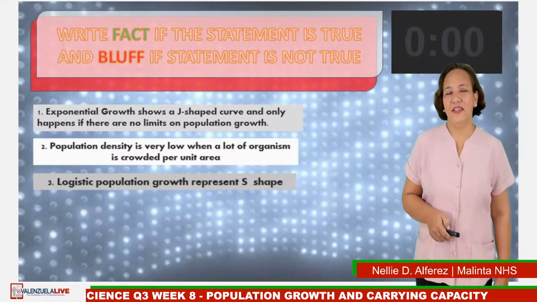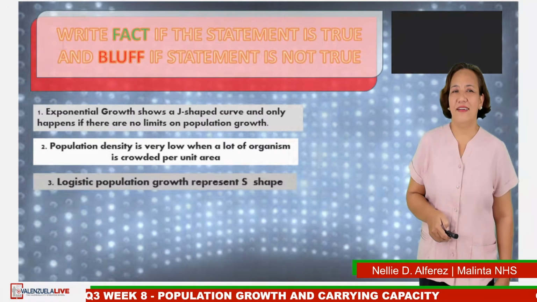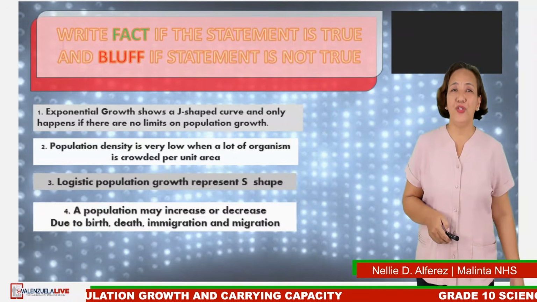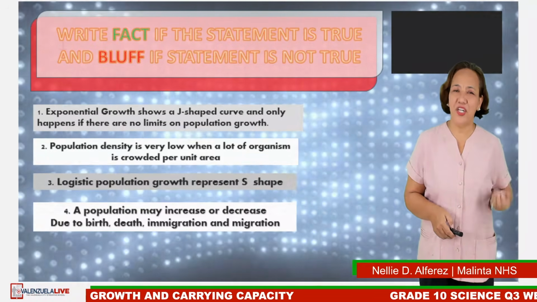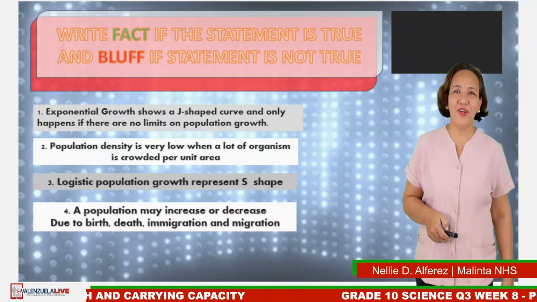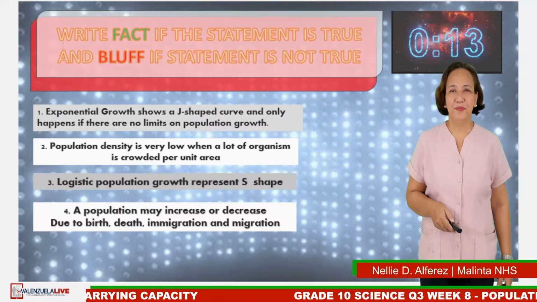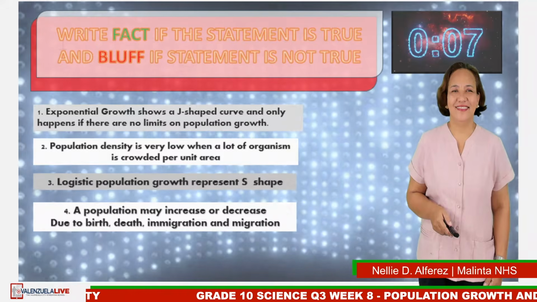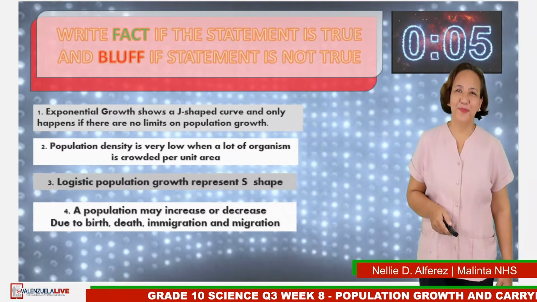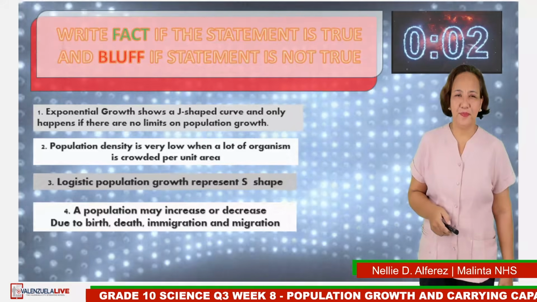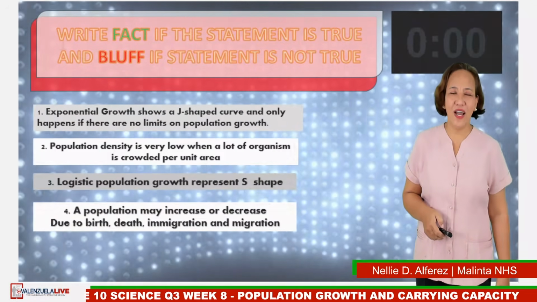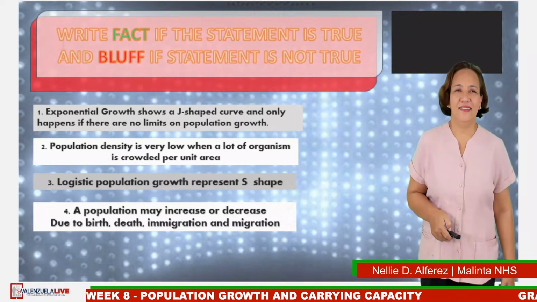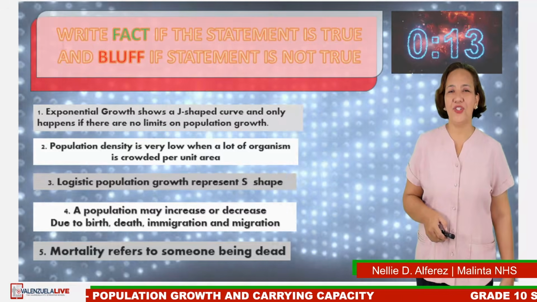All right, let's proceed with number 4. A population may increase or decrease due to birth, death, immigration, and emigration. Timer starts now. All right, so last but not the least, number 5: mortality refers to someone being dead.